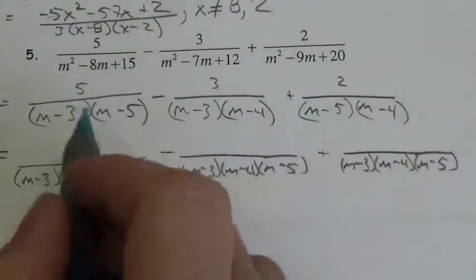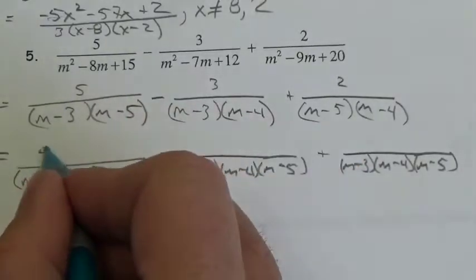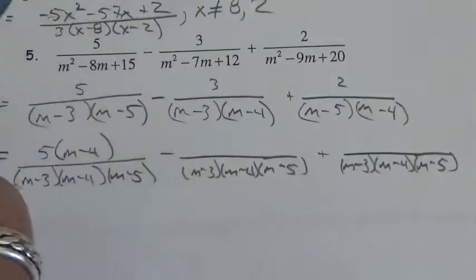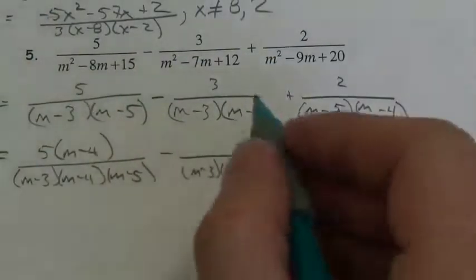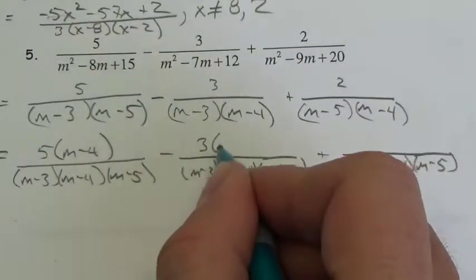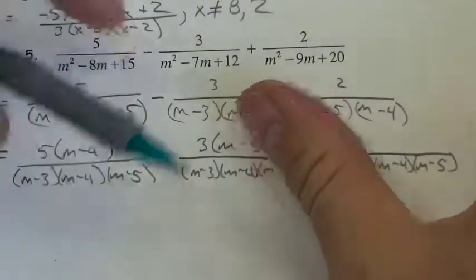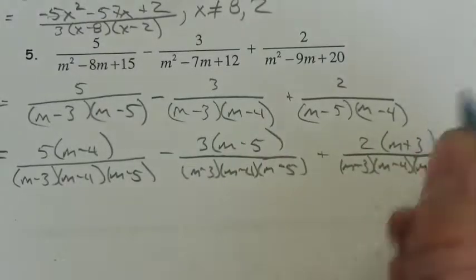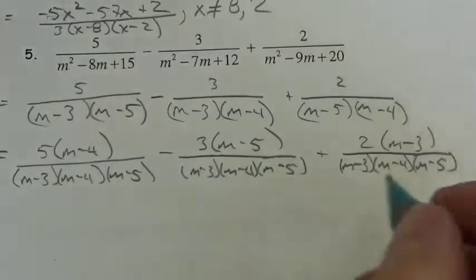All right, so in this first term, what factor was missing? Well, it was the m minus 4. So I've got to put an m minus 4 in the numerator as well. If you simplify this term by canceling what's common, you go right back to the previous step. Here, the factor that was missing was m minus 5. Again, if you cancel those terms, you go right back to the previous step. And here, the term that was missing was m minus 3. And again, if you cancel those, you go right back up.